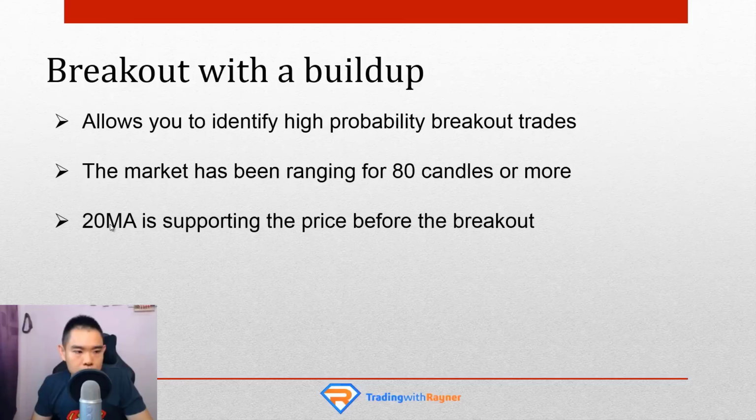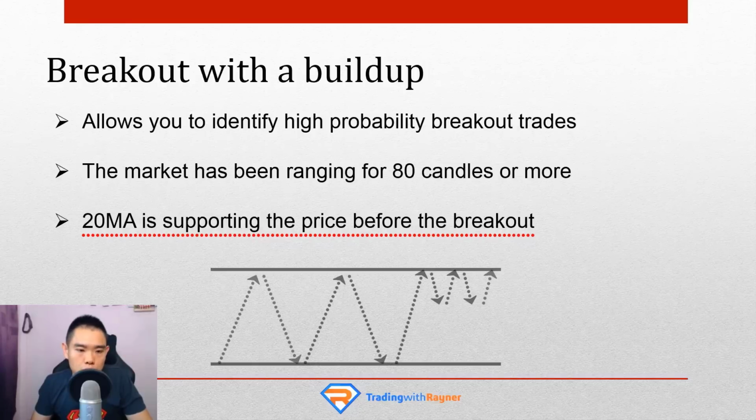The next thing you want to look for is for the 20 MA to support the price before the breakout. And what we are looking for is for the price to consolidate just before it breaks out like this. Like this, consolidate. And the reason we want this consolidation is for 2 reasons. Number 1, when it consolidates near the highs of resistance, this is a sign of strength. It tells you that buyers are willing to buy at these higher prices.